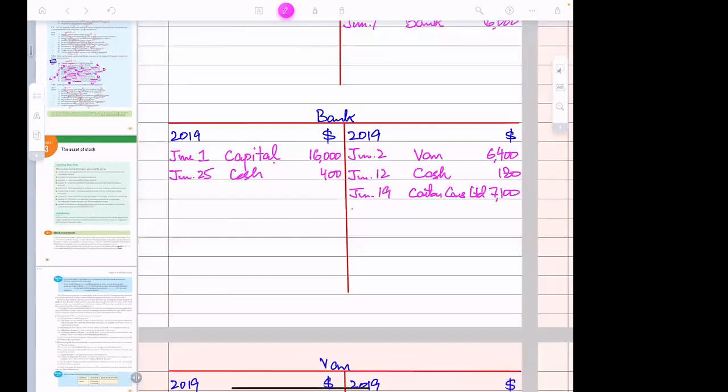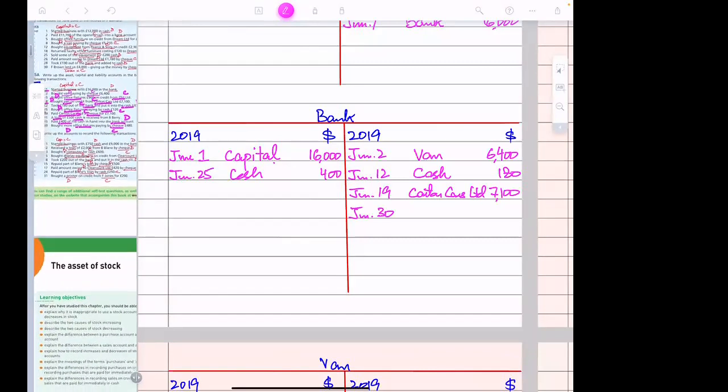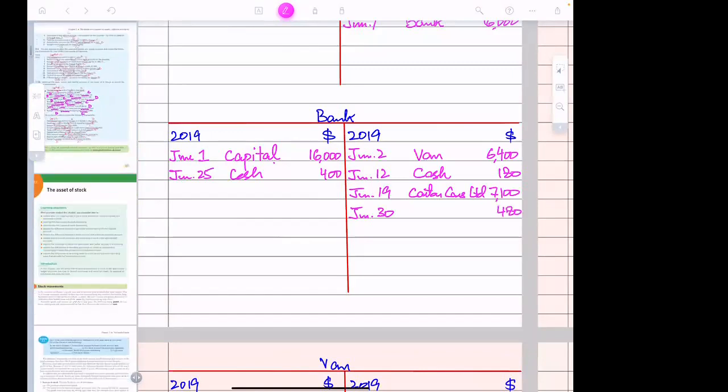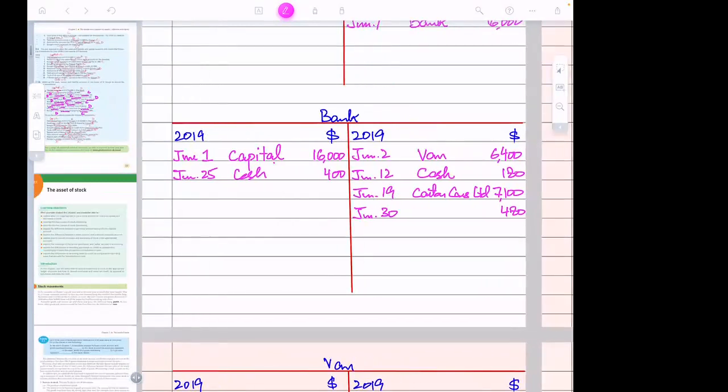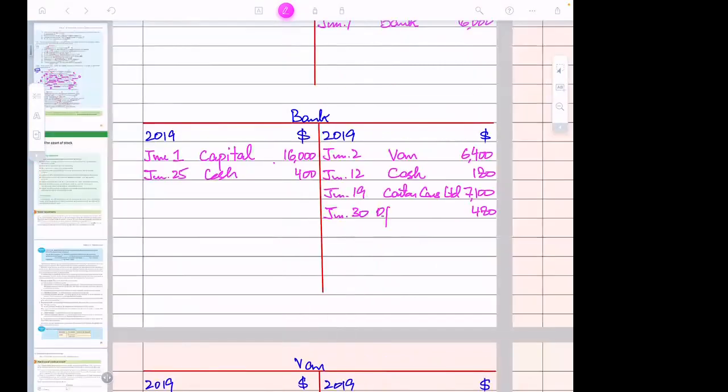So we write the name of bank here. And bank, go on the credit side, we write June 30th. Amount was 480. The corresponding entry was an office fixtures account. All right. So this is how we pass the double entries.